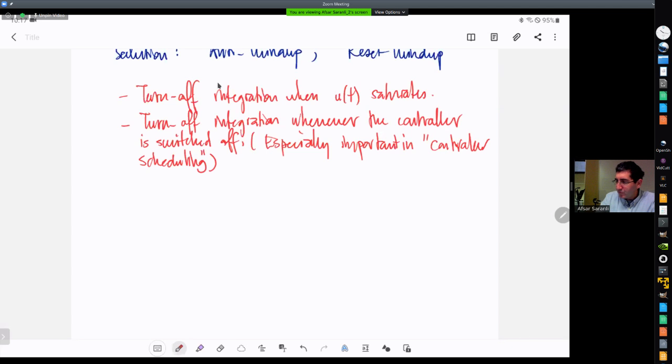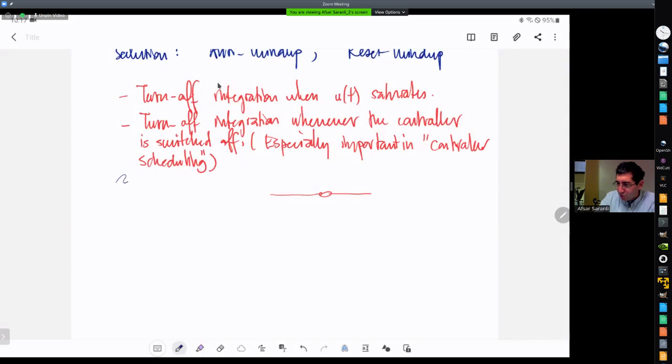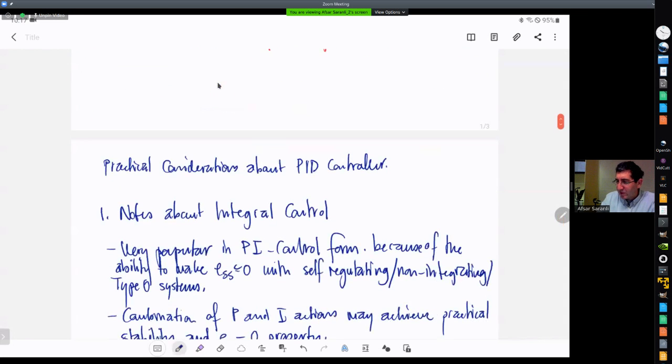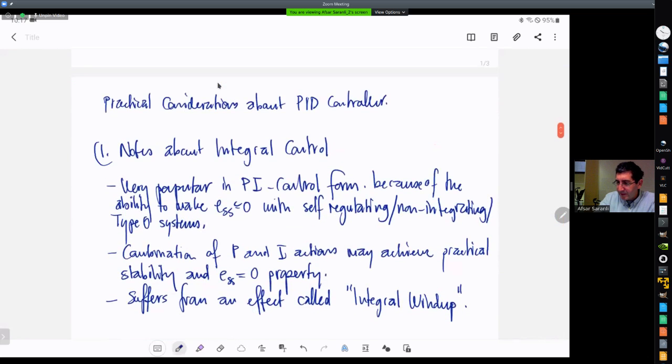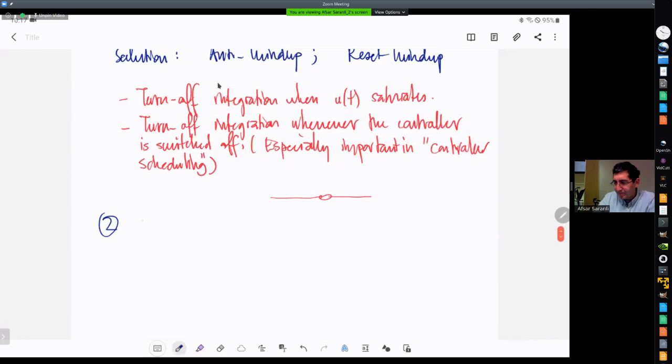Okay, so let me also reiterate some of the issues with the derivative controller. We talked about notes on integral control. Now I want to talk again about notes on derivative control.